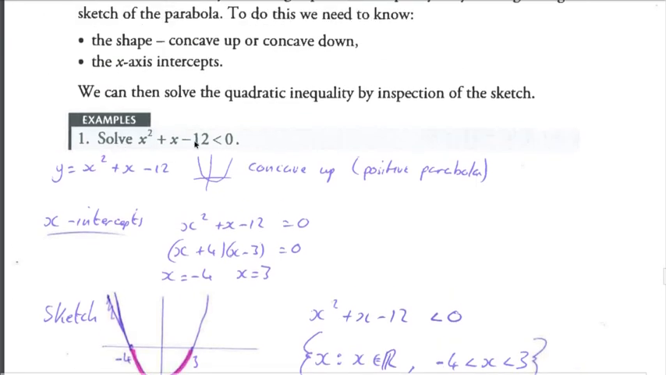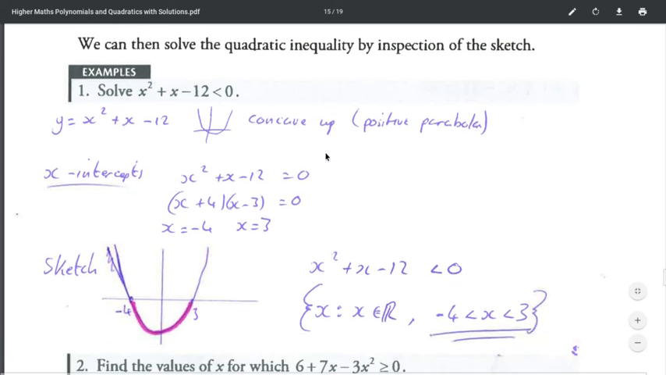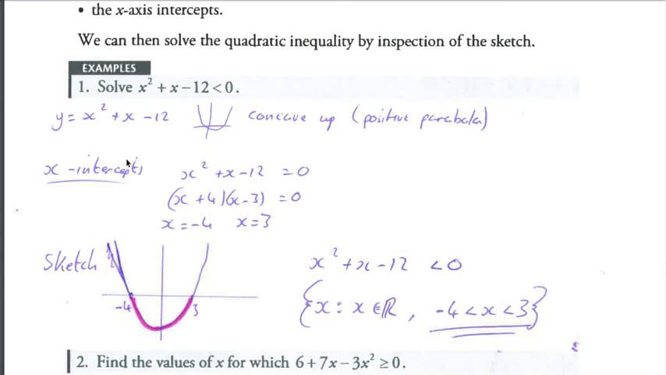So solve x squared plus x minus 12 is less than 0. Have a think about what this curve is going to look like. It will be concave up, a positive parabola, a smiley face parabola. Find the x-intercepts. So we're solving x squared plus x minus 12 equals 0. What I'm trying to do here is find these 2 points, the 2 points where the curve is crossing the x-axis. Again, we should be fine with factorizing by now.